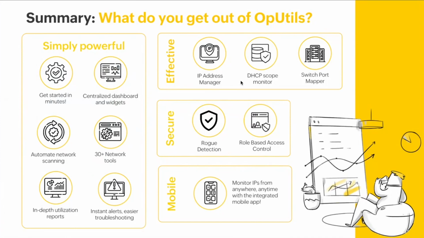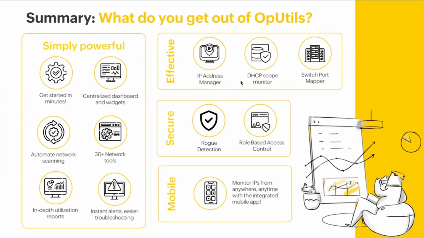OpUtils has a centralized dashboard and widgets to get visibility into all your crucial data that you're monitoring. And the best part of the dashboard is that you can import all the important widgets and you can customize it according to your needs. OpUtils can also automate network scanning, which means you won't have the need to perform on-demand scans to keep the console updated with the real-time data insights. So this increases productivity and reduces the time consumption required for performing network scanning tasks.